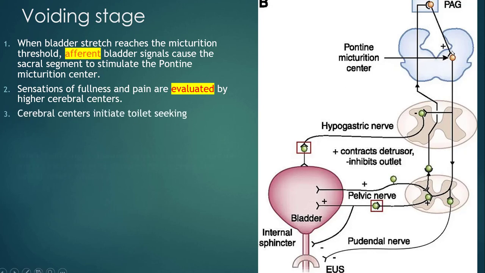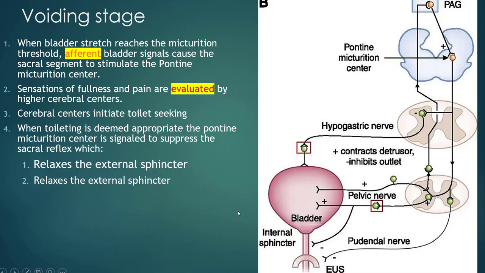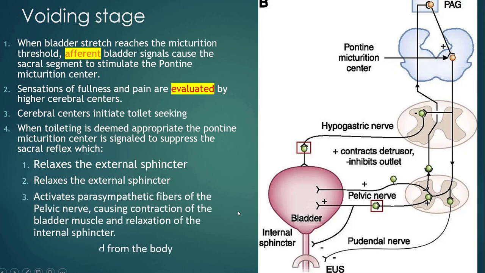When the toilet is deemed appropriate, the pontine micturition center signals to suppress the sacral reflex, which relaxes the internal sphincter, relaxes the external sphincter, and activates parasympathetic fibers of the pelvic nerve, causing contraction of the bladder muscle and the relaxation of the internal sphincter. In this way, urine is ejected from the body.